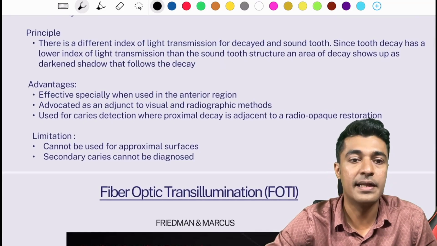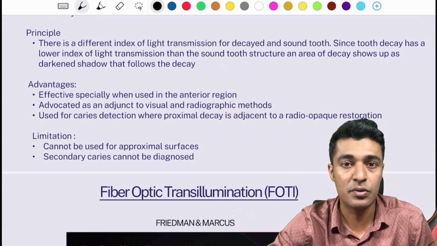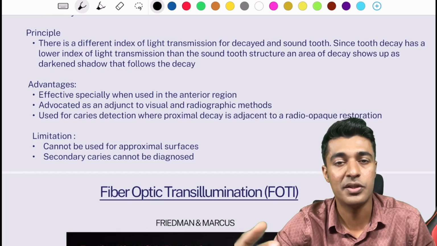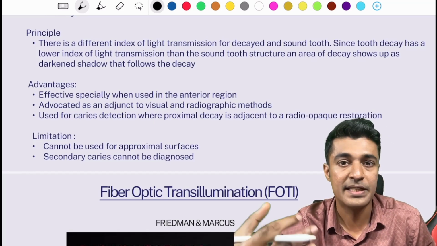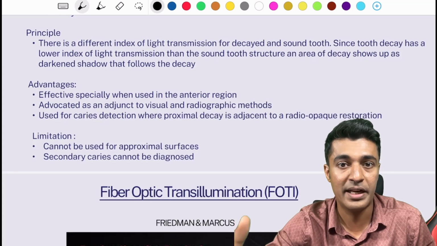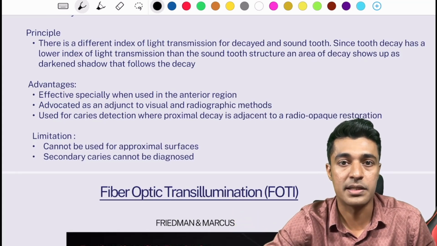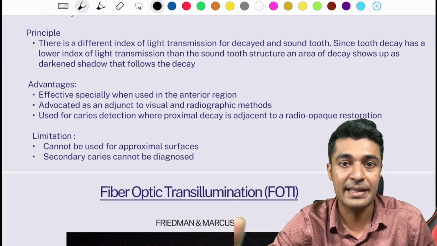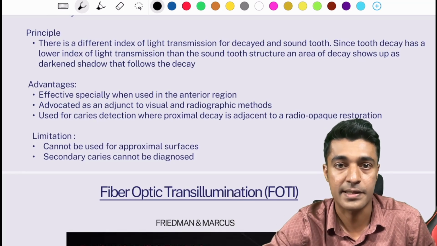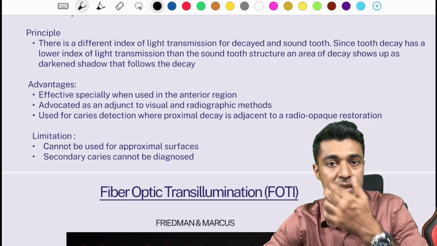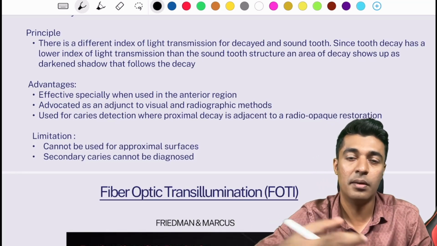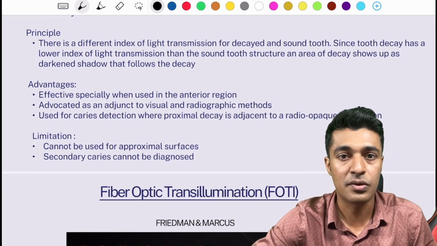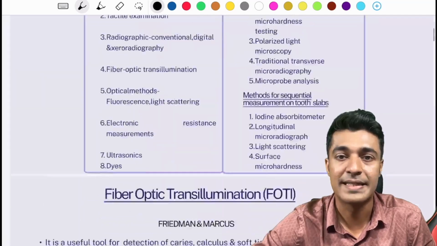The advantage is that it can be especially used in the anterior region with ease and flexibility. However, it's a little bit difficult to use in the posterior region. It is advocated as an adjunct to radiograph and visual methods. It is used for caries detection where the proximal decay is adjacent to a radiopaque restoration. Some of the limitations are that it cannot be used on the posterior teeth and on the approximal surfaces, and it cannot be used for the diagnosis of secondary caries.